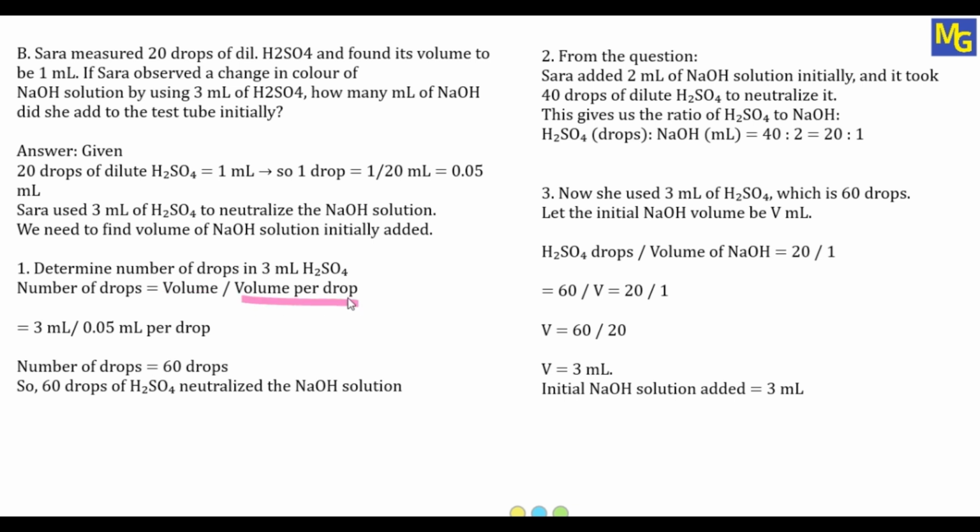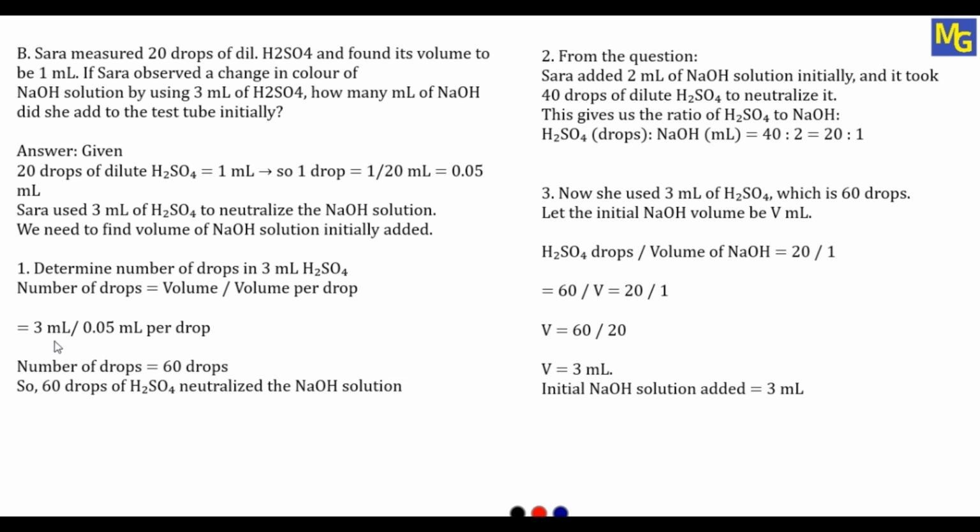So what is the volume of H2SO4? It is 3 ml. So I took here 3. And volume per drop means a single drop has how much volume? 0.05. So we divided it. Once you divide 3 by 0.05, we will get the answer 60 drops. So in 3 ml, how many drops will form? 60 drops will be formed. So 60 drops of H2SO4 neutralize the NaOH. We have converted our 3 ml of H2SO4 into drops, and we have got the answer 60 drops.